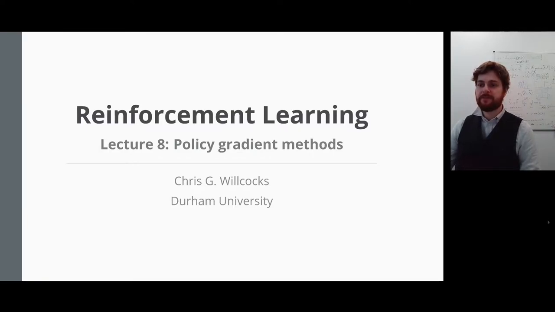So if you remember, last week we looked at value function approximation. So we looked at using function approximators like deep neural networks or linear functions to approximate the value function or the action value function. And today we're also going to be using function approximators, but we're going to be trying to learn to characterize the behavior of an agent. So the policy of an agent, or some distribution over the actions it takes conditional on being in some state.